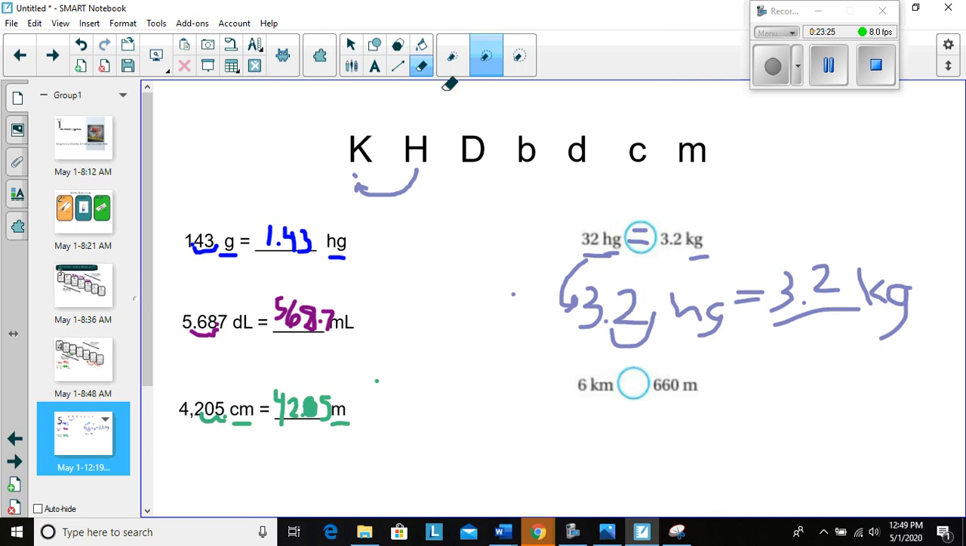One more comparing one, and then we are done with this part 2 lesson. And you can go try your practice really soon.